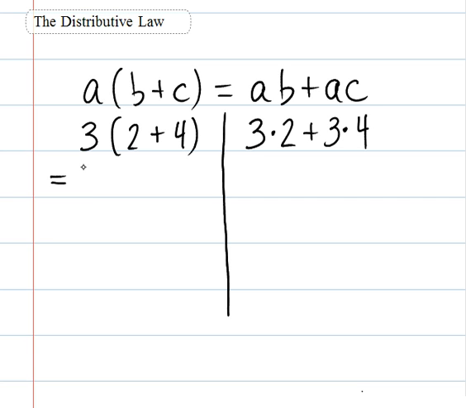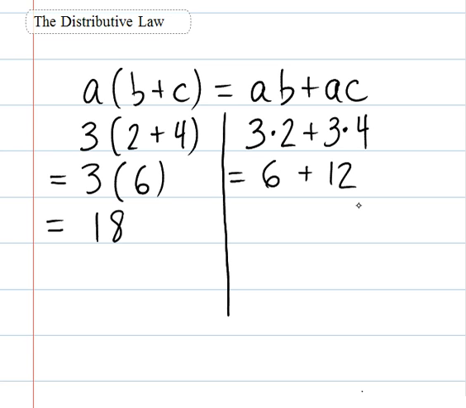On the left, you do what's in the parentheses first, and 2 plus 4 is 6, and then 3 times 6 is 18. On the right, we do the multiplications before the addition. 3 times 2 is 6, 3 times 4 is 12, and then 6 plus 12 is 18. So these came out the same, and it's not a coincidence.